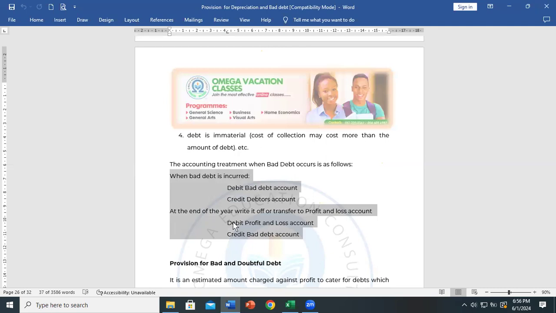At the end of the year, move it to profit and loss account by crediting bad debt. And it only makes sense because you earlier debited it. So if you are moving it, you credit bad debt and you debit profit and loss account. Okay, I want to believe that is okay.